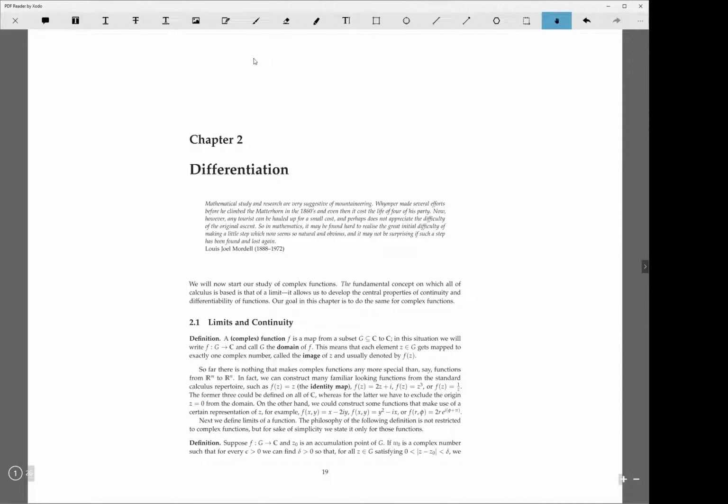A complex function has a domain that is part of the complex numbers, and the range is also part of the complex numbers. The codomain is the complex numbers.